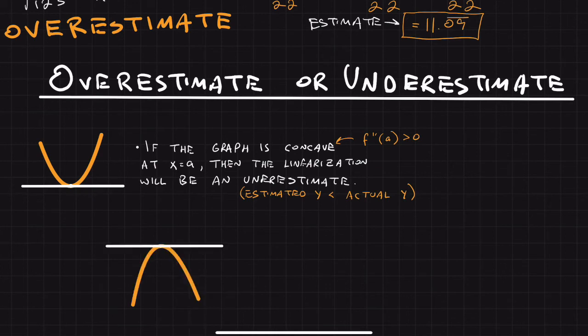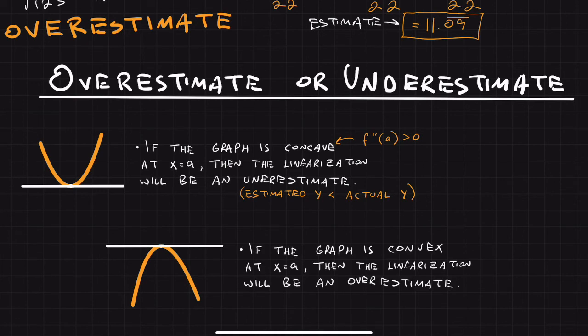On the flip side, if our graph is convex at a point, that means the tangent line will exist above the graph in that immediate area. If the graph is convex at x equals a, then the linearization will be an overestimate. How do we know that a graph is convex? Look at the second derivative. If f double prime at a is less than 0, that means that the graph is convex at x equals a. And that word overestimate just means that the estimated y value is greater than the actual y value.